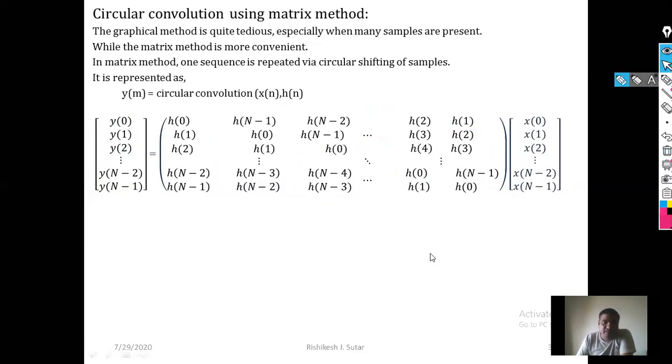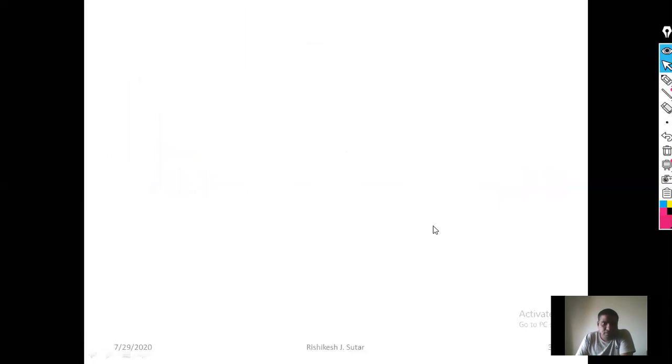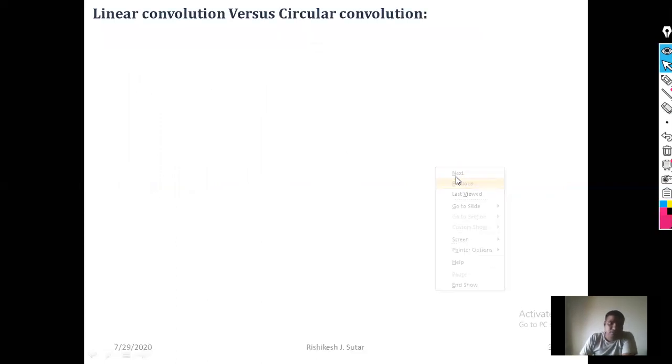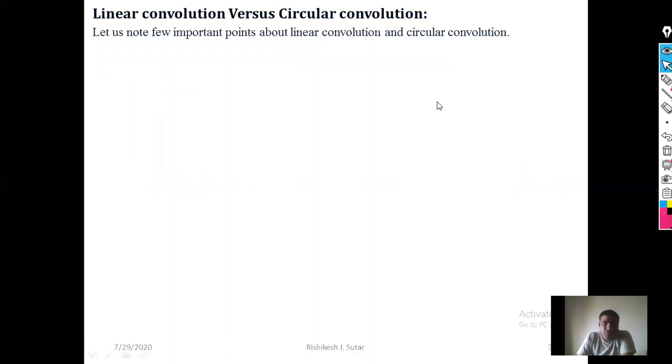So this is the simplest method as compared to the graphical method. So next is the comparison between the linear convolution and the circular convolution. Okay. So let us understand a few points between the linear convolution and the circular convolution. First, the results of circular convolution and linear convolution are not the same. Okay, so how is that?